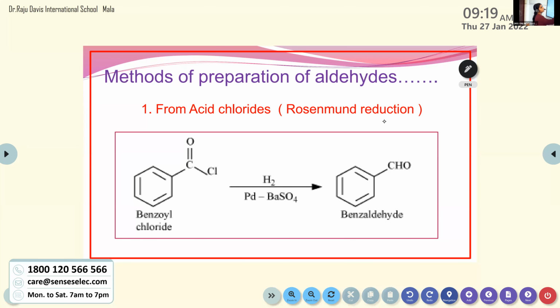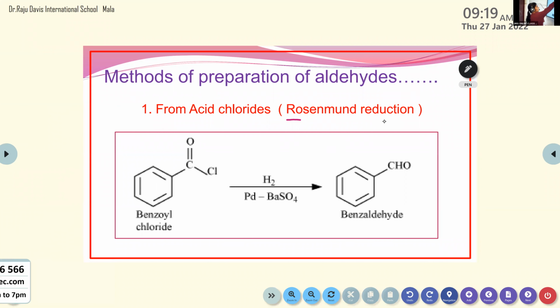So now we are going to learn the preparation methods of aldehydes. This is the first method, known as Rosenmund reduction. Among these different methods, the named reactions are very important, so you have to definitely learn these named reactions. First one, Rosenmund reduction, and it is from acid chlorides.